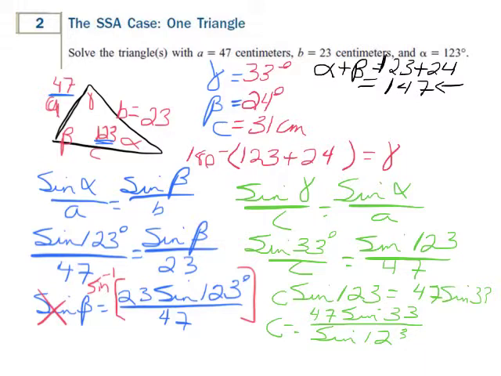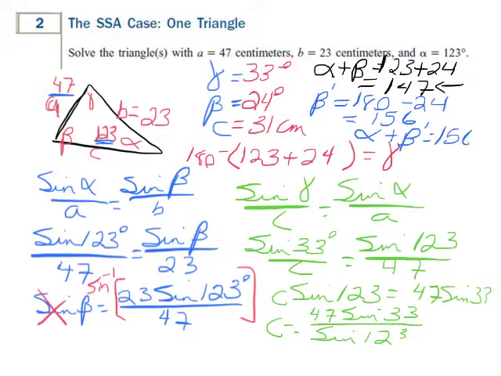Now let's make sure we don't have two triangles. So what you need to do here is get your second beta, so we're going to go 180 minus 24, and that's going to give me 156, and now I'll go alpha plus my other beta, 156 and 123 is way over 180, so we only have one triangle.